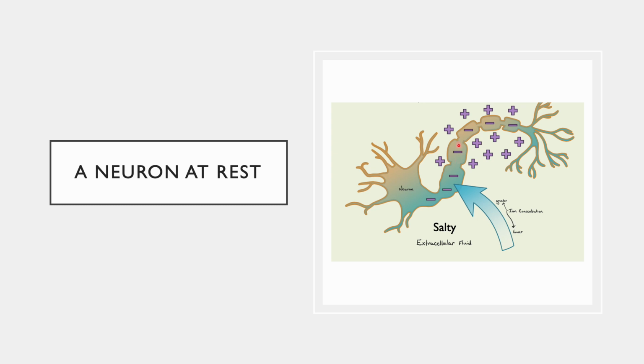However, later on, we're going to talk about specialized channels that allow potassium to leak out of the cell and make the extracellular fluid more positive, in addition to plentiful organic anions that exist inside of the cytosol that play a role in the negative membrane potential of the neuron.